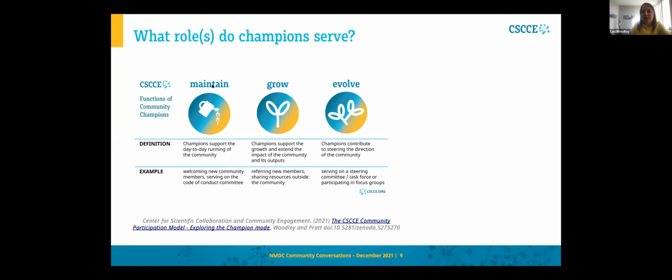So champions can help to maintain a community. So they support the day-to-day running, maybe they serve on a welcome committee or a code of conduct committee to maintain community health. Or they can help to grow the community. So maybe they're spreading the word about the resources the community has produced, or they're bringing in members of their own networks to join the community. Or they can help to evolve the community. So really helping to steer the direction. So serving on a steering committee or a task force, or participating in some of these long-term focus groups to help move into an emerging area of interest, for example.